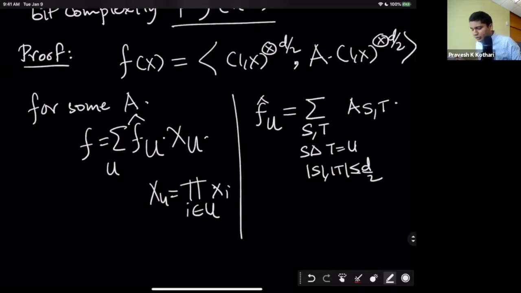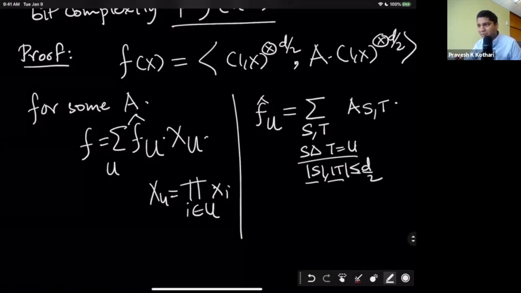The notation is a bit jarring, so let me again explain to you what's going on. S and T are ordered D over 2 tuples. But when I'm taking their symmetric difference, I'm thinking of them as just the sets that they describe. And when I'm talking about their size, I'm again thinking of just the sets they describe. The right way to do it would take me like 5 minutes to set up notation for something that's not worth it, so hopefully you'll bear with me here.